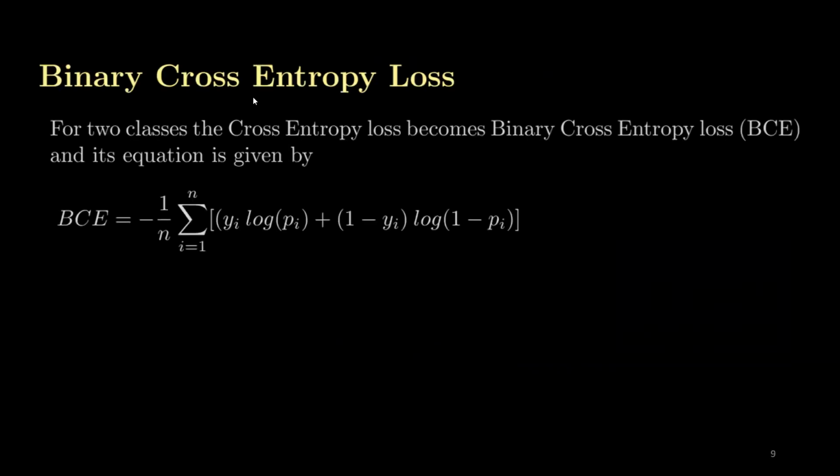So this is called binary cross entropy loss. So cross entropy loss becomes binary cross entropy loss if we set the number of classes equal to 2. So for 2 classes, this is the form of BCE or binary cross entropy loss. So here we can see that we have 2 terms. This is the first term and after the sign of addition, this is the second term. Here we have y and here we have 1 minus y. Here we have probability P and here we have probability of 1 minus P.